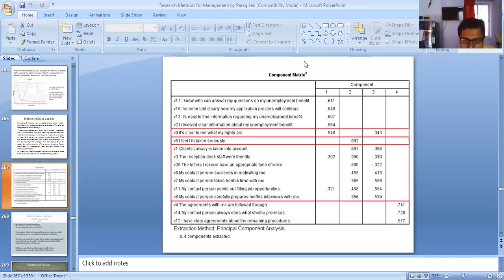what factor rotation is. So that I will tell you. Okay, now I am going to stop.